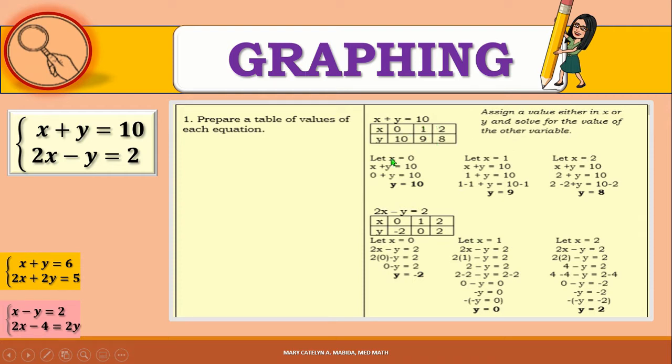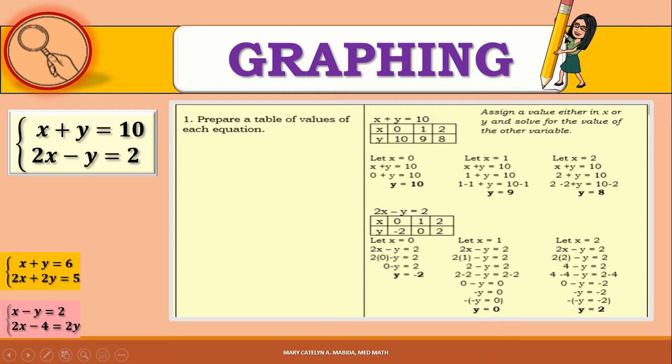We assign the x value with 0, 1, and 2. When x is 0, your y is 10. When x is 1, your y is 9. And when your x is 2, your y is 8. That is for the equation x plus y is equal to 10. Now let's go to 2x minus y is equal to 2. When x is 0, y is negative 2. When x is 1, y is 0. And when x is 2, y is 2.